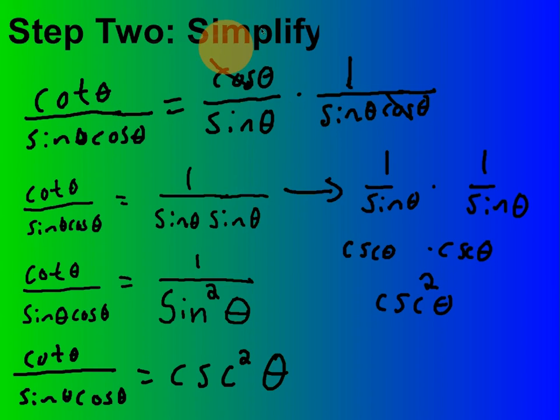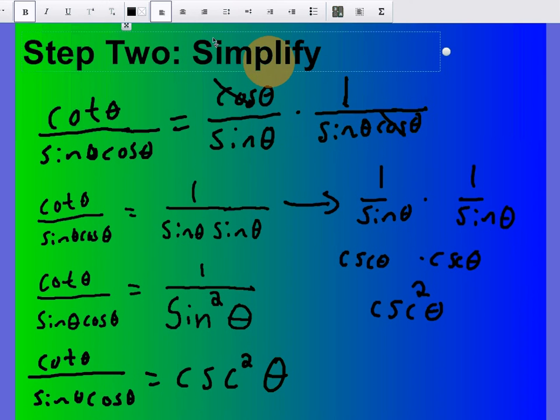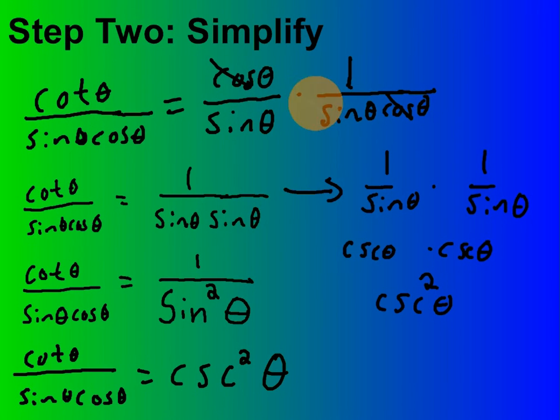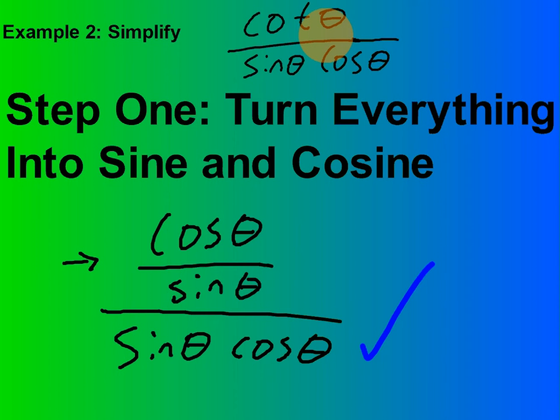Step two is to simplify. The way that you simplify is going to be different for every example, but typically it's just canceling stuff from the top and bottom of a fraction. Now the first thing we're going to do is realize that cosine over sine is basically the top of our fraction, okay? And then sine of theta over cosine of theta is the bottom.